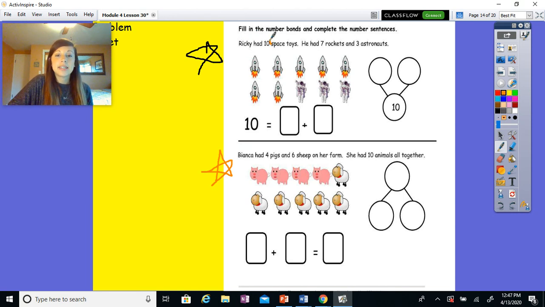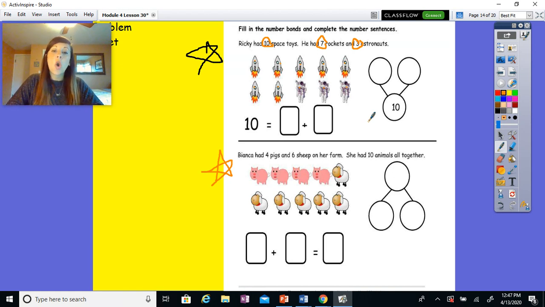Ricky had 10 space toys. He had 7 rockets and 3 astronauts. So here's his 7 rockets and 3 astronauts. So all we have to do is fill in the missing numbers of our number bond and our number sentence. Now we're lucky here because they already did the whole for us. He has 10 altogether. Let's count. 1, 2, 3, 4, 5, 6, 7, 8, 9, 10. Okay, so that's where the 10 came from because that's how many toys he has all together.